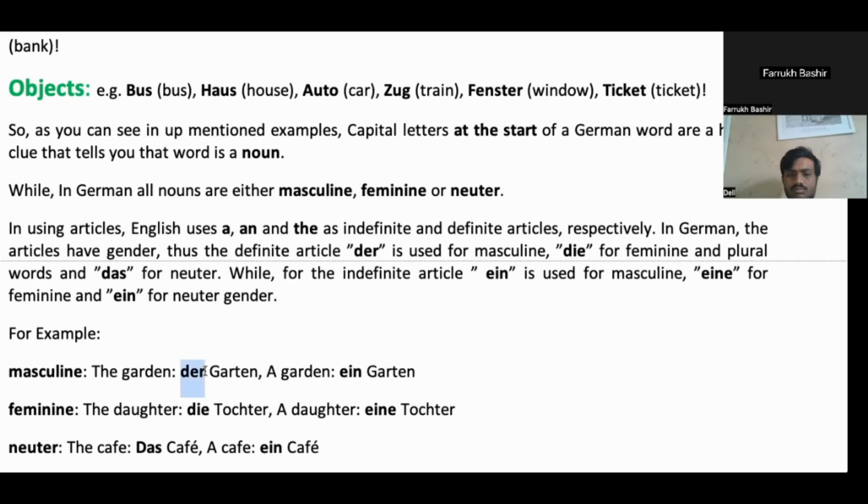So I should learn it with the article. That is a simple way to remember the noun. There's no rule why I should place der here, or die, or das. We can't find any specific rule here. So die Tochter means the daughter, or we can call it eine Tochter. This is an indefinite noun. Das Kaffee, ein Kaffee. When I learn this noun, I should learn it with the article. Das Kaffee.